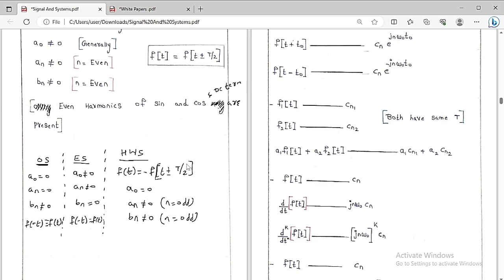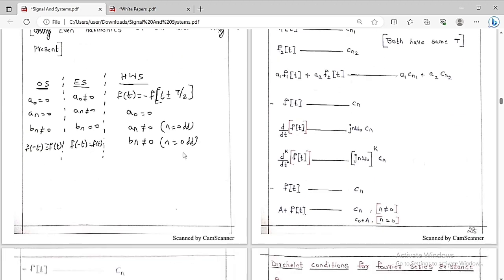Now for another half-wave symmetry, let me write it here. The condition is that f of t is equal to f of t plus or minus T by 2. If it satisfies this property, then what are the conditions? What happens is quite the reverse of what we just discussed. There n is equal to 0, and here it will be n is not equal to 0. Reverse. And here n is not equal to 0 for n equal to 1.